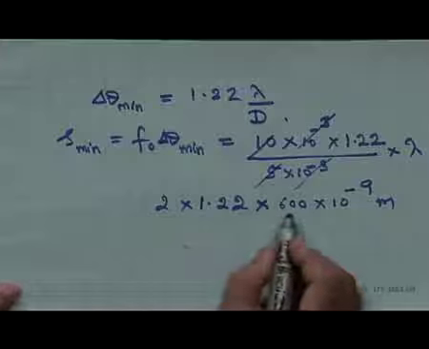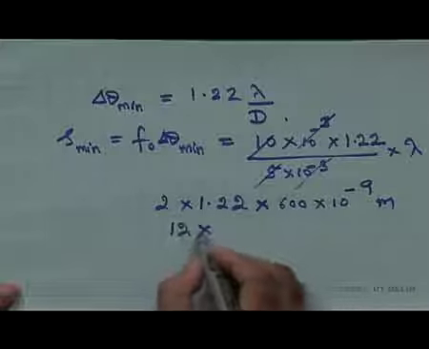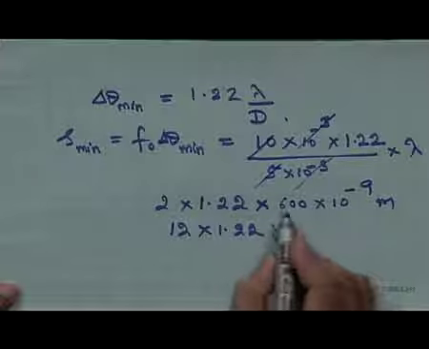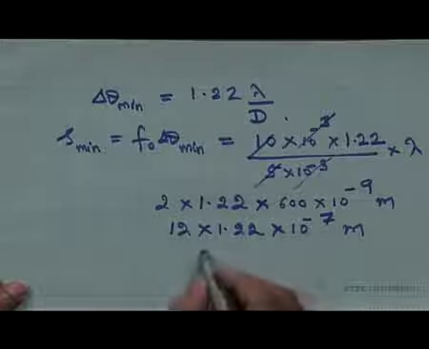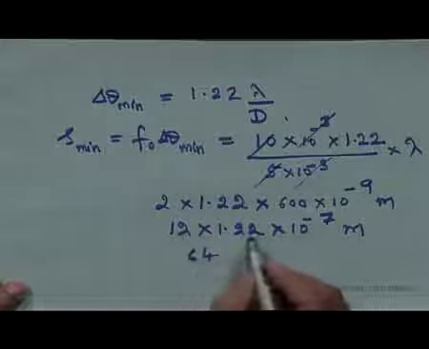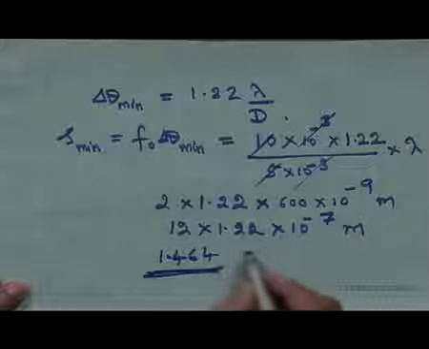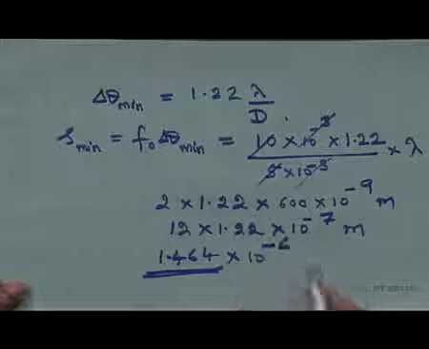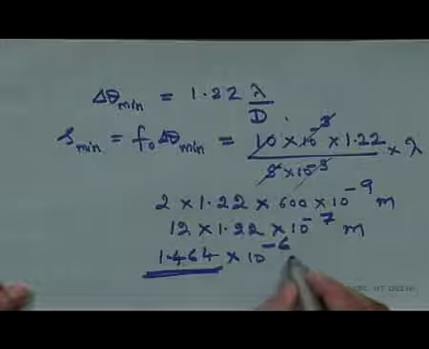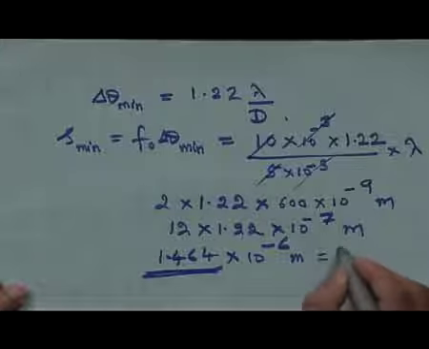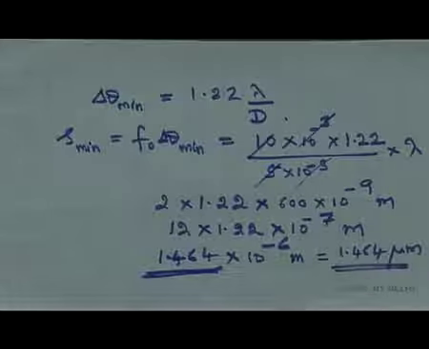So 6 into 2 is 12, and we can write this as 12 into 1.22 into 10 to the power of minus 7 meters. 12 into 1.22 gives 14.64, so I have written 1.464 into 10 to the power of minus 6 meters, which is equal to 1.464 micrometer. This is the minimum separation which is resolvable by the microscope.